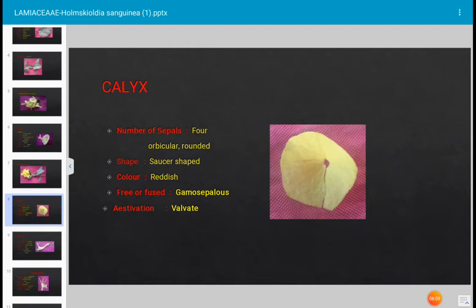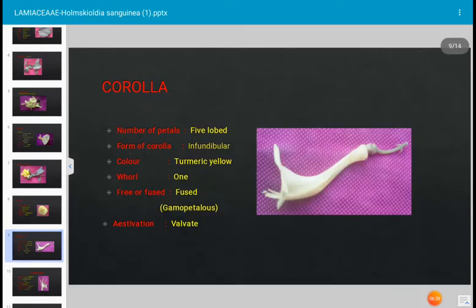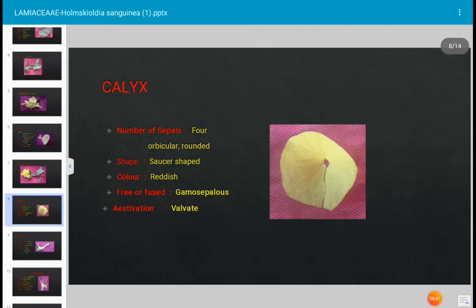And there are 4 sepals which are united, and these united sepals have taken a shape of saucer, and their color is yellow, and even red colored flowers are present, but we got this yellow colored flower plant from Aurangabad. And the sepals are fused. When the sepals are fused, that is described as gamosepalous condition. Okay, and estivation, arrangement of the sepals in the flower, is valvate estivation.